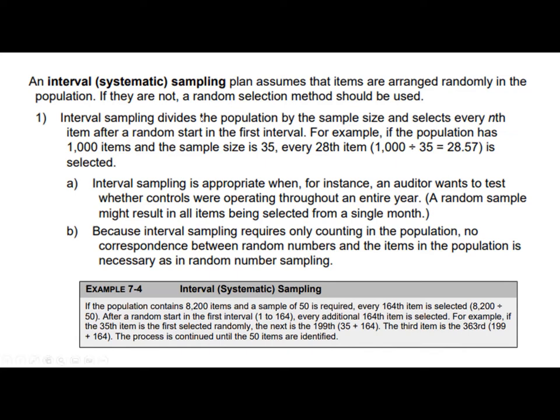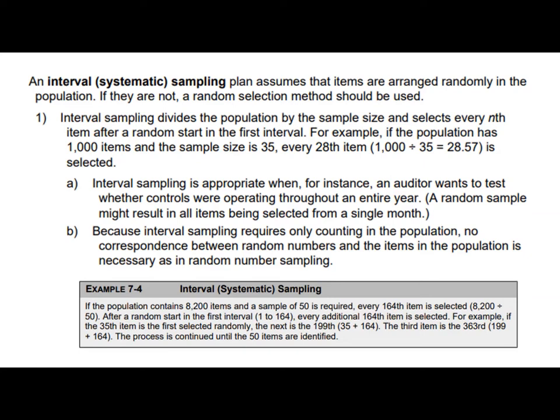Interval sampling divides the population by the sample size and selects every nth item after a random start in the first interval. It is too technical, this term. Very simply, say there is a population with 1,000 items, 1,000 cash payment vouchers. According to your statistical guideline, your sample size is 35. And you decide to use the systematic sampling method.